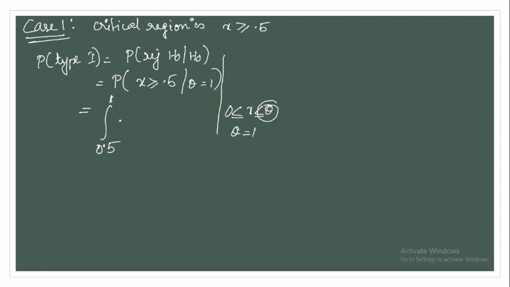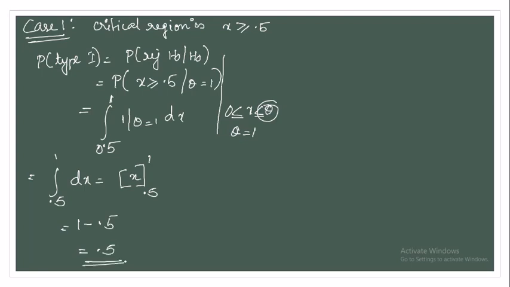Then f of x, instead of f of x you can write what? 1 by theta, or 1, since theta is equal to 1, dx. So that is equal to integral 0.5 to 1 dx, which is equal to x from 0.5 to 1, which is equal to 1 minus 0.5, that is equal to 0.5. So this is the probability of type 1 error when the critical region is x greater than or equal to 0.5. Now let's have a look.